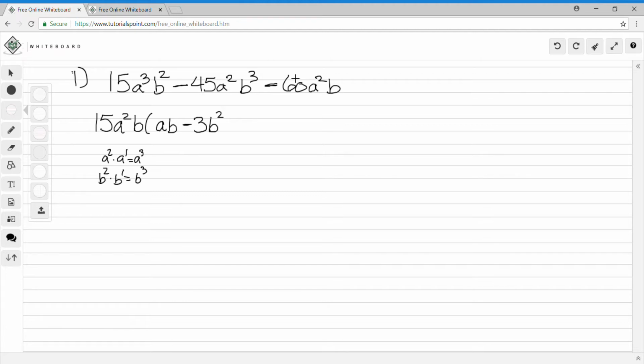So let's look at over here. What do we need to multiply to get negative 60? We need to multiply by a negative 4, because 15 times negative 4 is negative 60, and we don't need any more a squared and b because we already have it. So this should be our final answer. That is our final answer. Let me erase it.